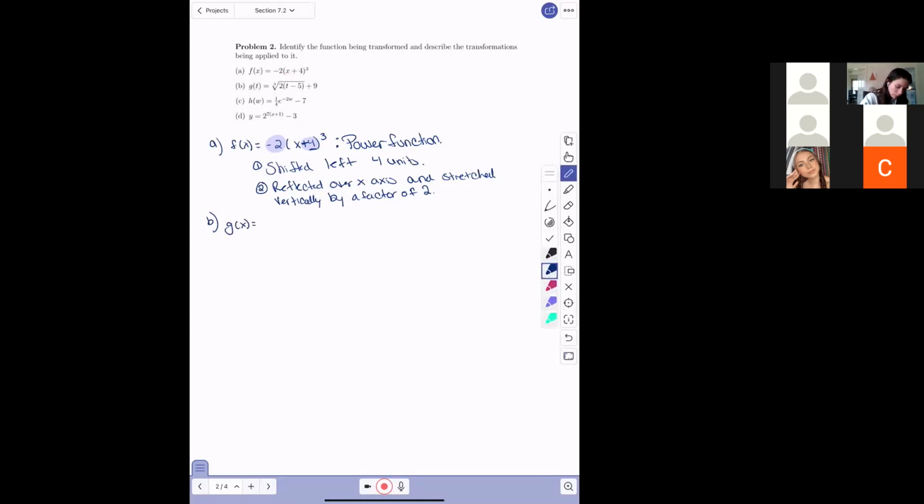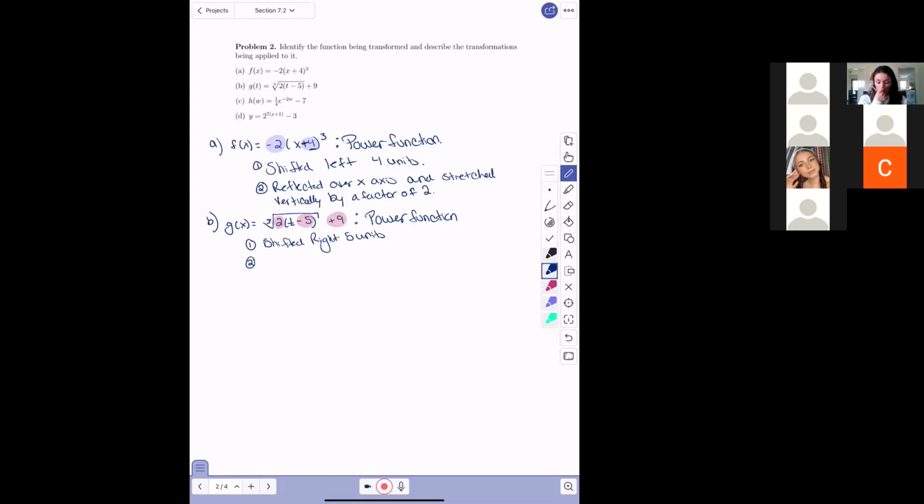We have g of x is equal to the cube root of 2 times t minus 5 plus 9. Okay, so our transformations that are shifting and scaling are this 2, this negative 5, that plus 9. What type of function is the parent function? Power function, good. Is there a horizontal shift happening? And if so, what is it? Going to the right 5 units. Good, shifted right 5 units.